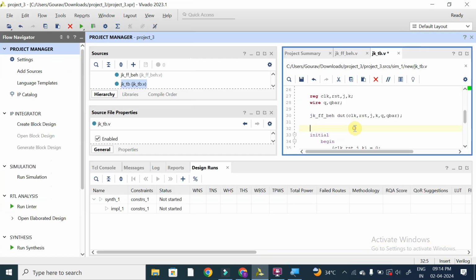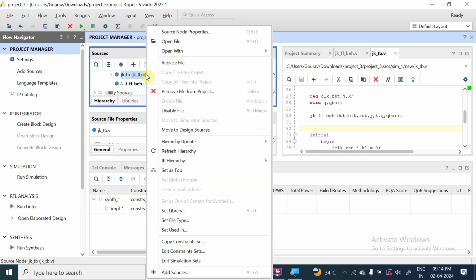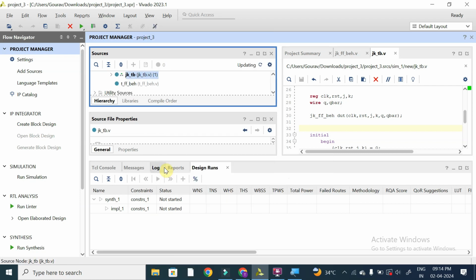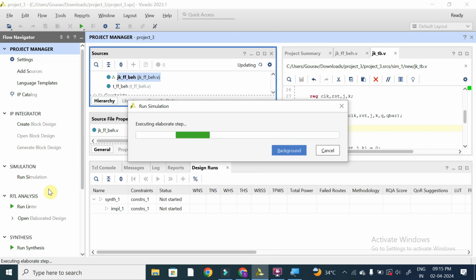So let me save this and run this. Before running this, make sure that both in simulation and design, the file is set as top. So right click on it and click on set as top. And in the design also, it should be top. It will take some time.